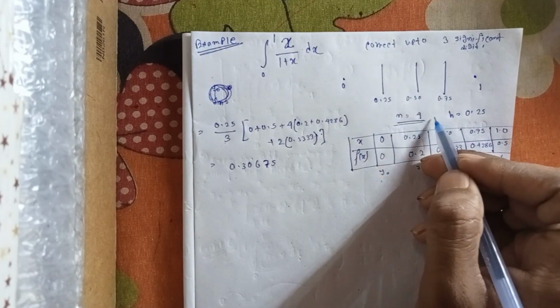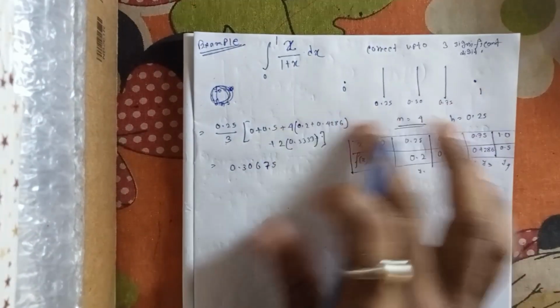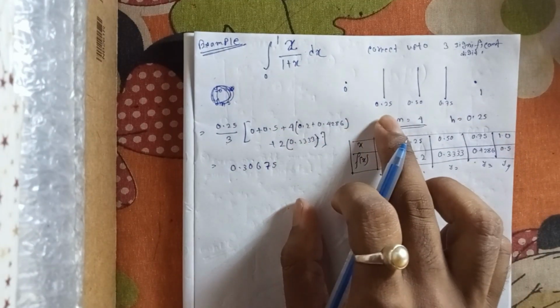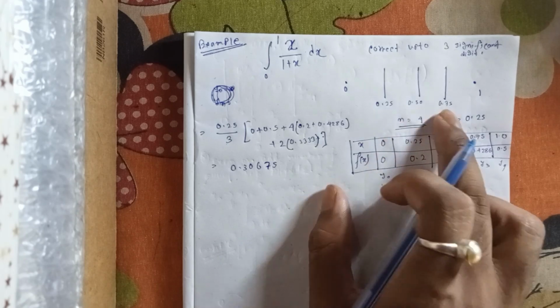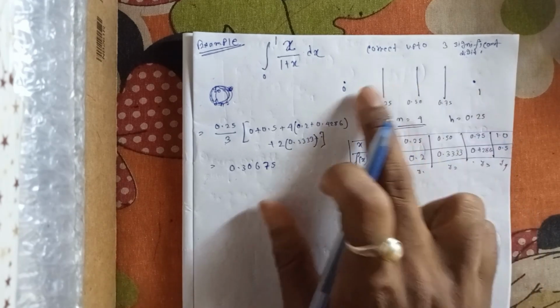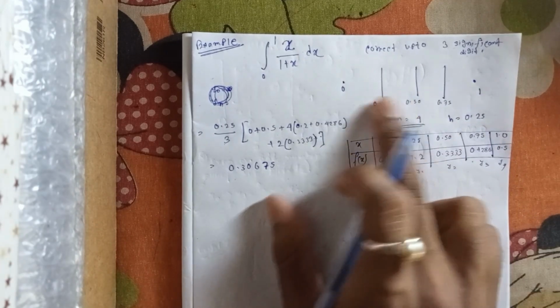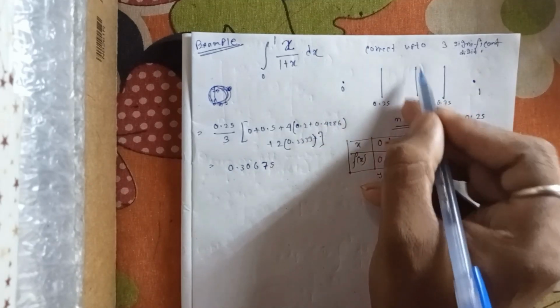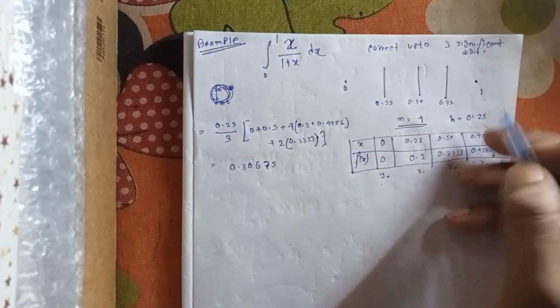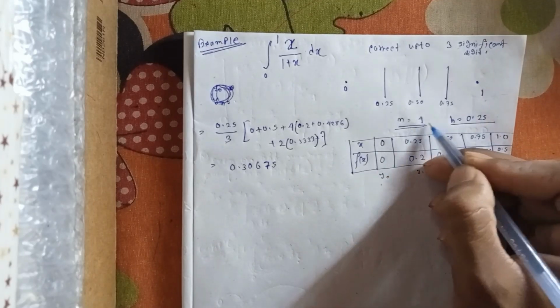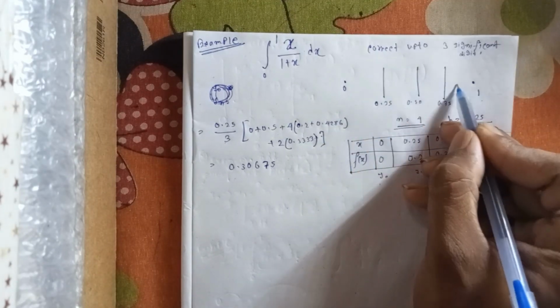What does n equal to 4 mean? We divide our interval in 4 parts: 0 to 0.25, 0.25 to 0.50, 0.50 to 0.75, and 0.75 to 1. So the length is 0.25. In each case, add the 0.25 and you will reach 1. That's why h equals 0.25, and n is 1, 2, 3, 4: 4 subintervals.